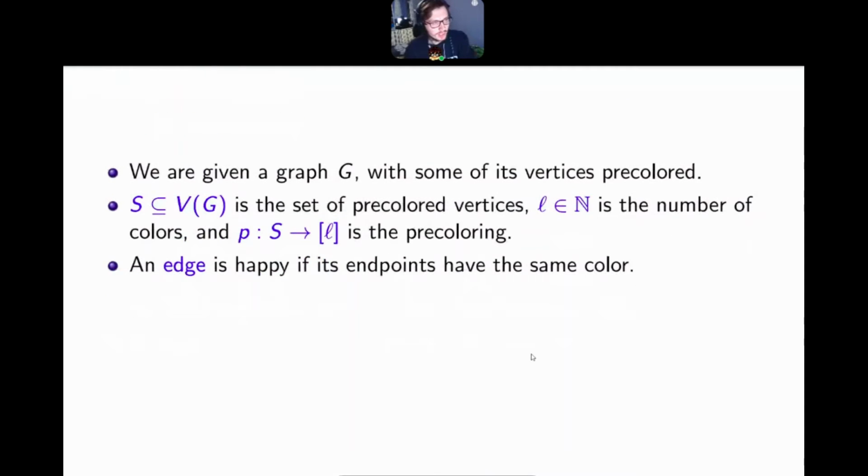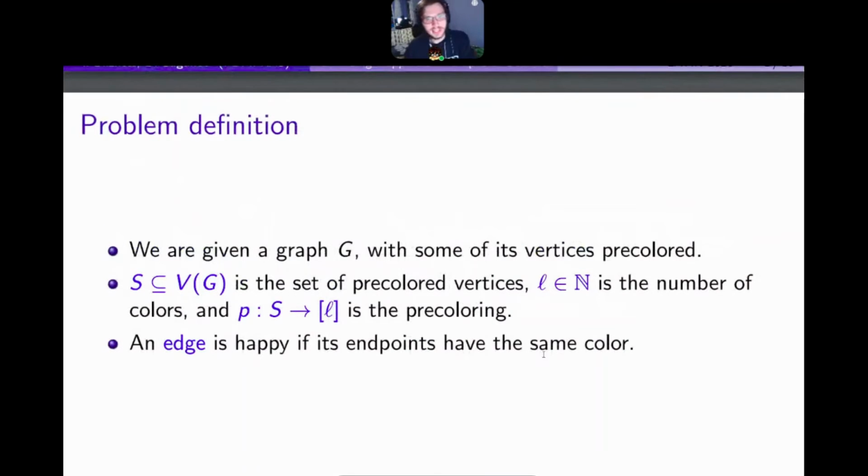We say that an edge of this graph is happy if both its endpoints have the same color. In some sense, it is the opposite of proper coloring of the graph. In a proper coloring, we aim for no edge to have endpoints of the same color. This is the opposite: we want to maximize the number of edges having the same colored endpoints.